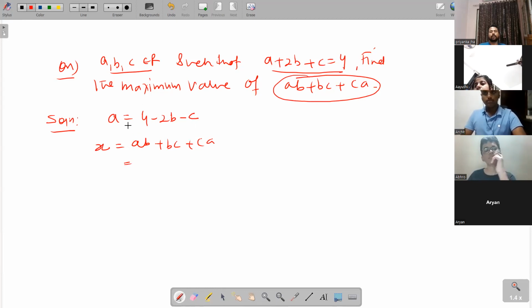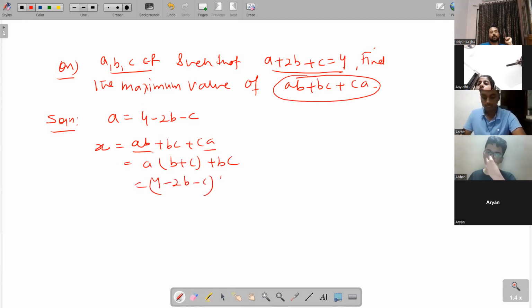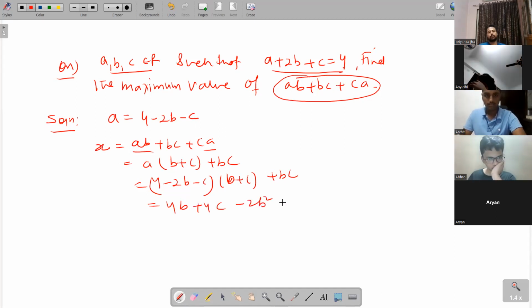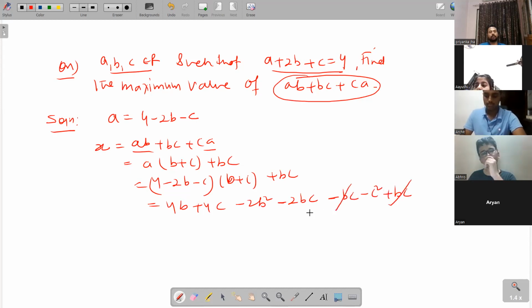Now you just have to replace. You have to reduce the number of variables. So from here and here, you can take A common: A into (B plus C) and then plus B into C. So A can be replaced like this, and now multiply: 4B plus 4C minus 2B squared minus 2BC minus BC minus C squared plus BC. BC gone. See, you have two variables, B and C.